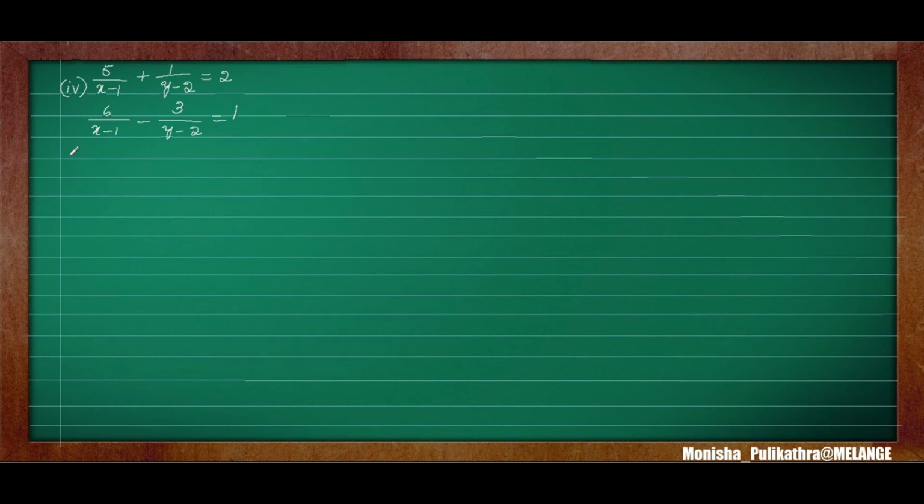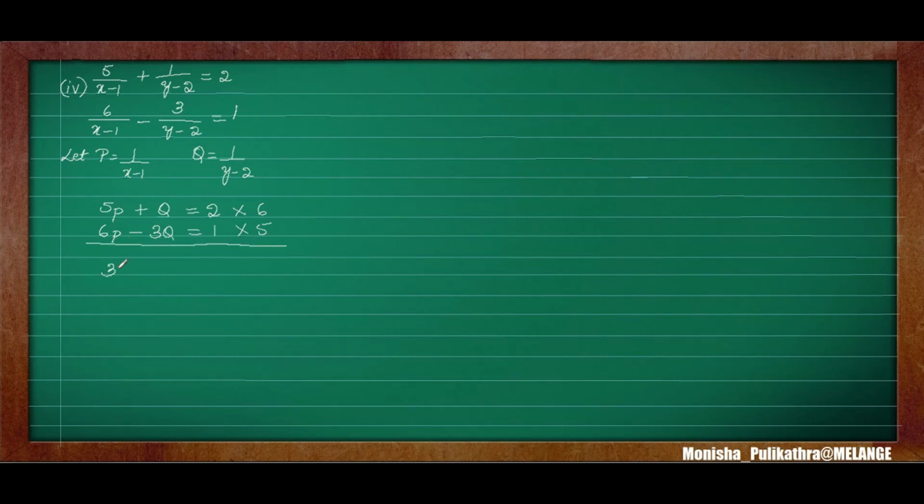Okay, here let p is equal to 1 by x minus 1. We have to take p as 1 by x minus 1 and q as 1 by y minus 2. So then the equation will become 5p plus q, here 1 is there, so we can write just q, is equal to 2, and next is 6p minus 3q is equal to 1. Next we need to make either the p term or the q term equal to each other. So I will be multiplying the first equation by 6 and the second equation by 5.